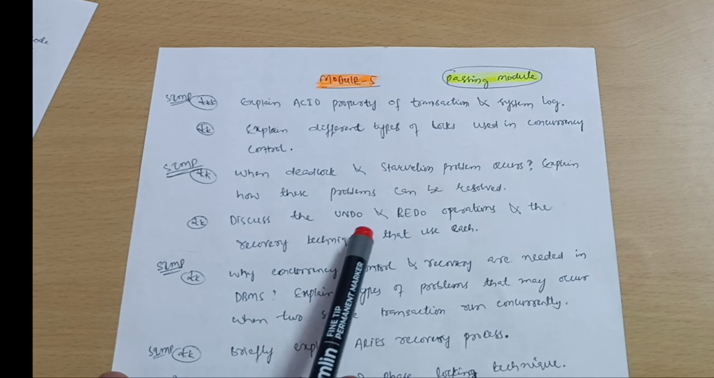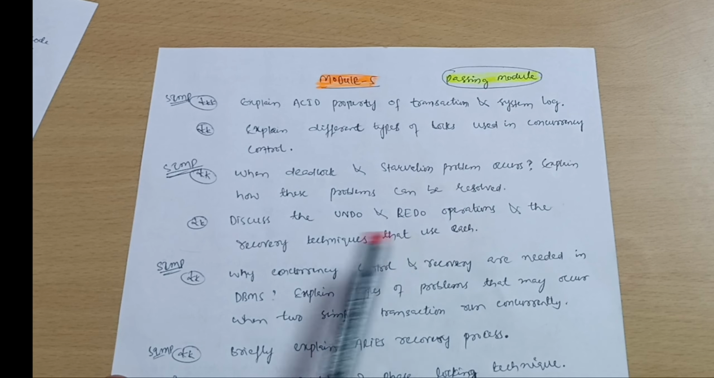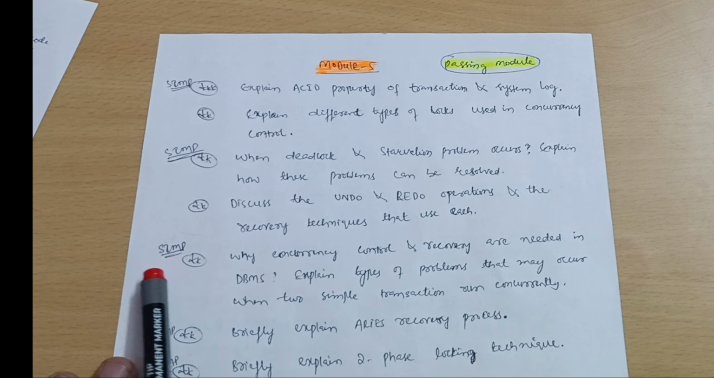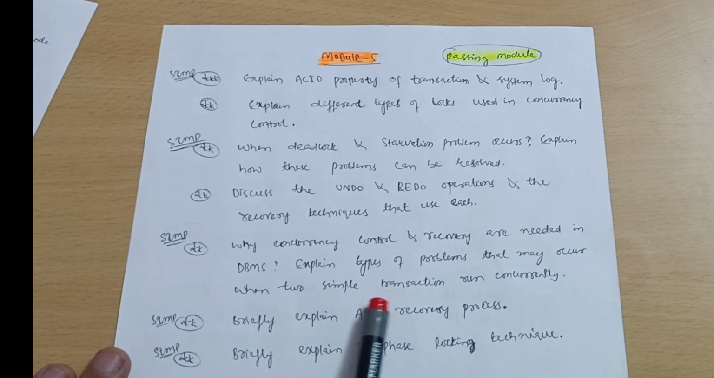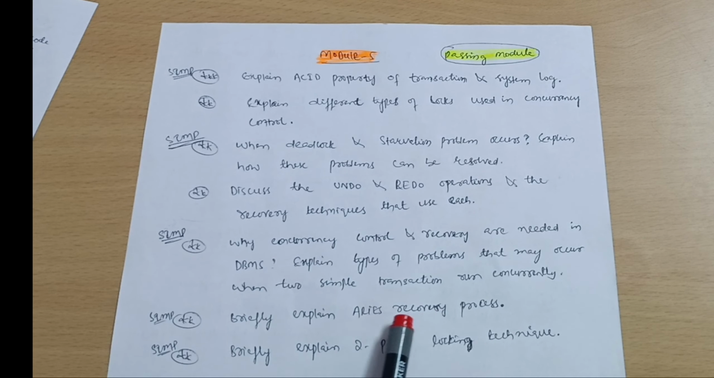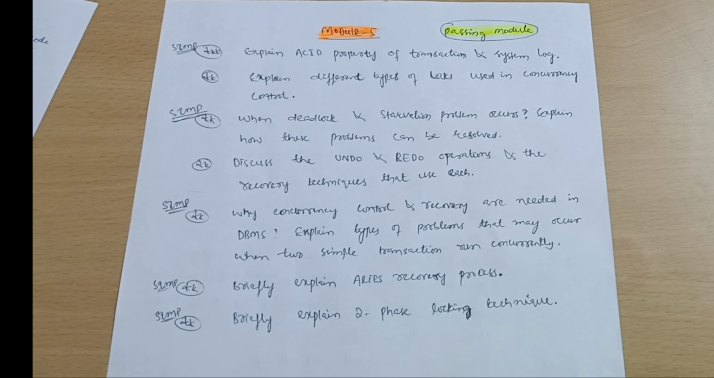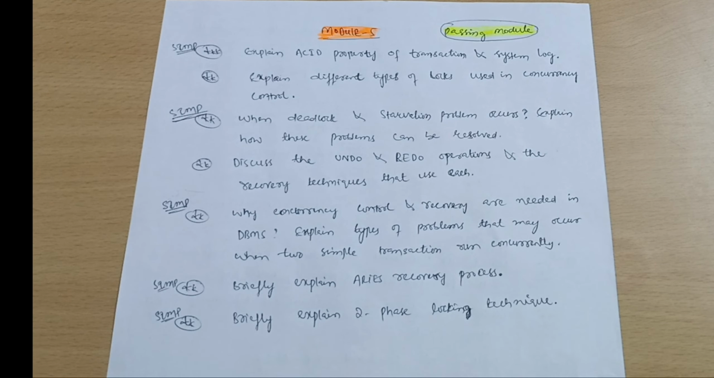Next is discuss the undo and redo operations and the recovery techniques that use each. Why concurrency control and recovery are needed in DBMS? Again, a super important question. Explain types of problems that may occur when two simple transactions run concurrently. Briefly explain Aries recovery process. Briefly explain two-phase locking technique. So this is all about module 5. You have to cover this much portion so that you will pass this subject.